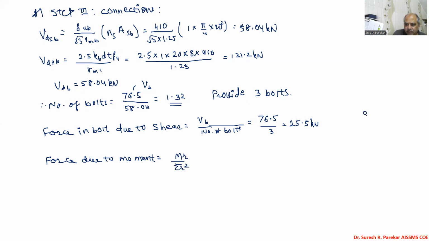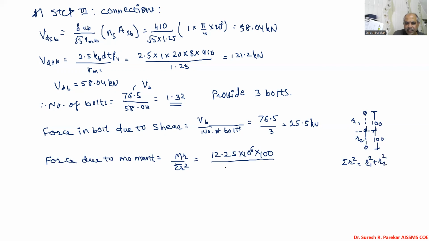So this will be 1, 2, and 3 bolts, and we will consider this distance as 100. We have to provide more there so that our stresses will be accommodated. Then M, the moment, we have 12.25 into 10 raised to 6, and r, the farthest bolt, is at 100 mm, divided by summation r square. So the centroid will be here. This will be r1, this will be r2, and this is 0. So summation r square is r1 square plus r2 square.